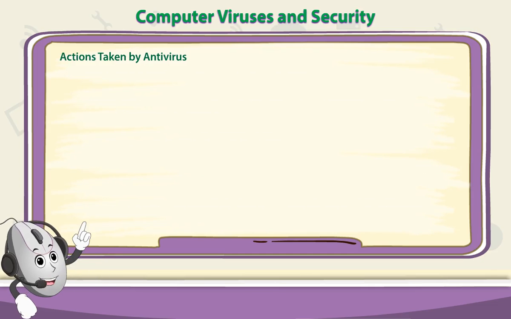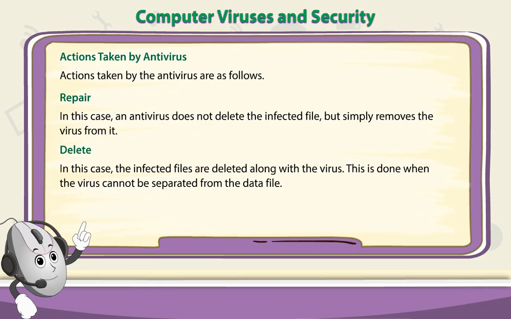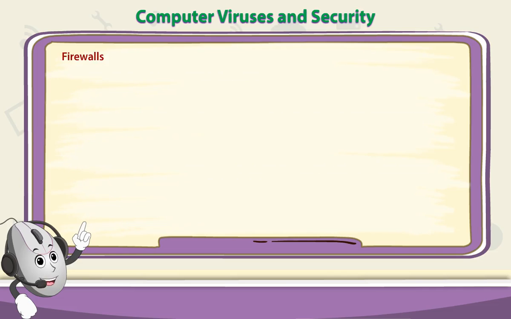Actions taken by antivirus. Actions taken by the antivirus are as follows. Repair. In this case, an antivirus does not delete the infected file, but simply removes the virus from it. Delete. In this case, the infected files are deleted along with the virus. This is done when the virus cannot be separated from the data file.